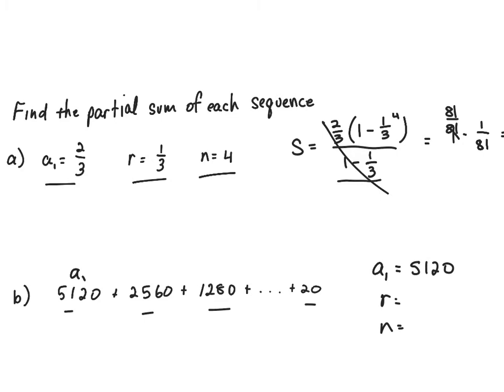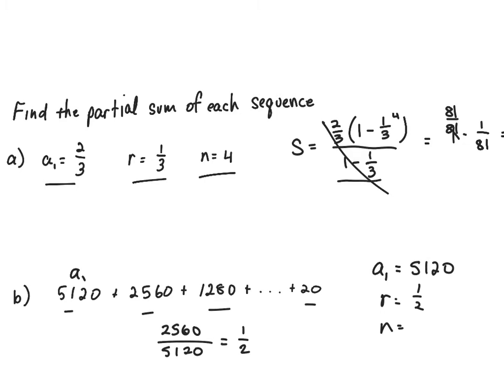So we're assuming that this is a geometric series. The directions didn't quite clarify that. It just said find the partial sum of each sequence. It should say find the partial sum of each geometric sequence, which would imply that this is a geometric series. So to find the common ratio, we could take any term and divide it by the term previous. For example, just the first term and the second term. If we divided the second term by the first term, that would give us the common ratio. So 2,560 divided by 5,120 would give us our common ratio, and that would be 1/2. So the common ratio is 1/2.